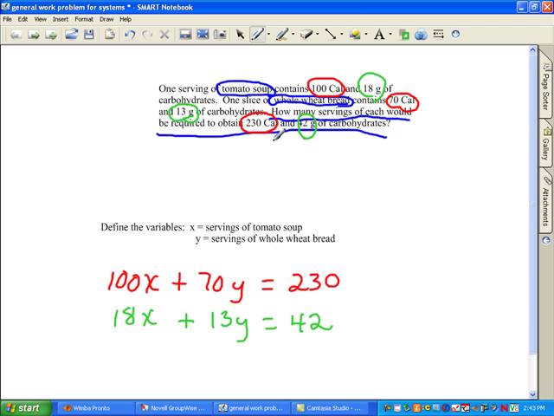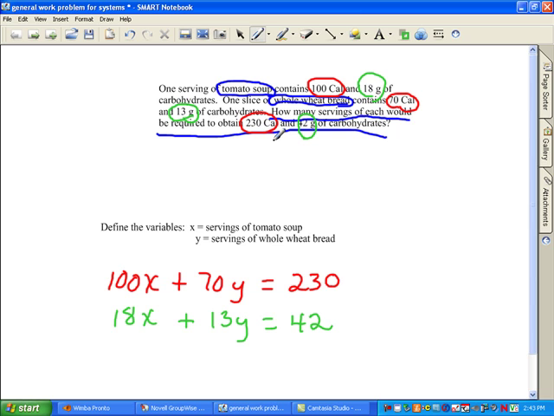Now I want you to think about these two equations. Let's just take some for instances here. Let's say I had 2 servings of soup. And if it's 100 calories for each serving, I would say 100 times 2, and that would mean that I would have used 200 calories for my soup. So we're multiplying. If we wanted to find out how much we were actually using, we would be multiplying. That's why in my equations I have 100 times x because I don't know how many servings I have, and 70 times y because I don't know how many servings of whole wheat bread that I have. So that's why the multiplication is represented in the equations.